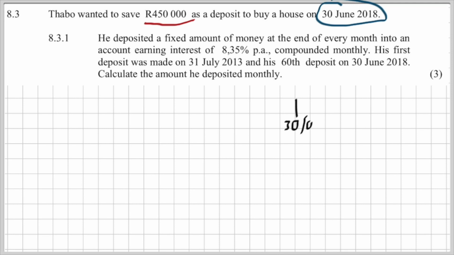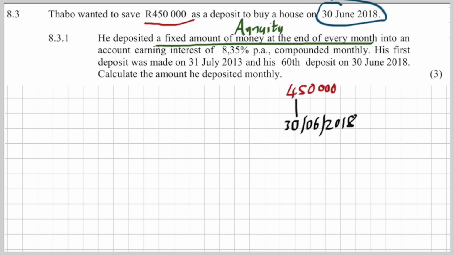So when I draw this, and I love to draw timelines, I know that a lot of you guys are scared because of timelines. I don't like it. But draw a timeline just to get your mind into where you want the money. So it says a fixed amount of money at the end of every month. So you need an annuity. Okay, so periodic payments.